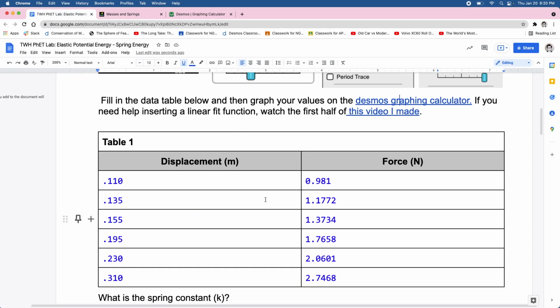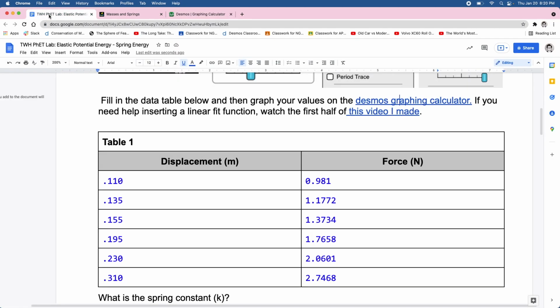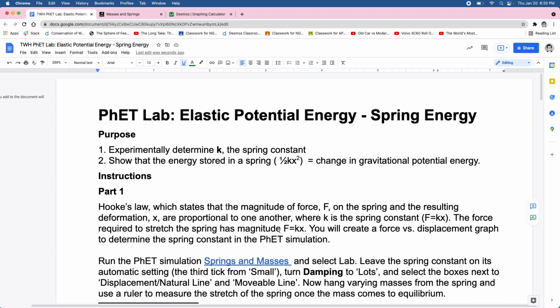Got all the values from this table into this Desmos, and they're plotted here. Now I want to create a line of best fit. We already know that the relationship between the force and the displacement is a linear relationship. It's a directly proportional relationship. We're simply looking for the slope if we were to think of it as a line.